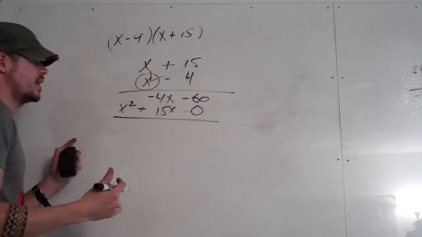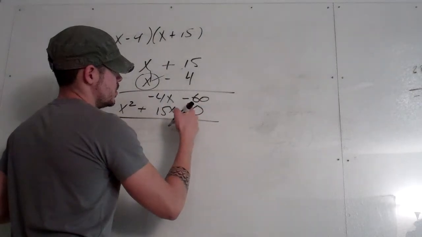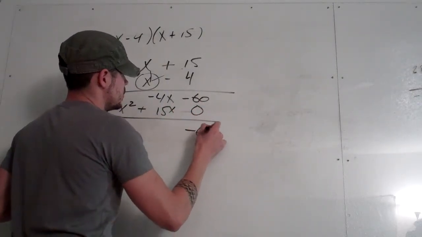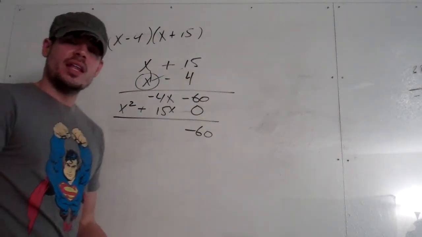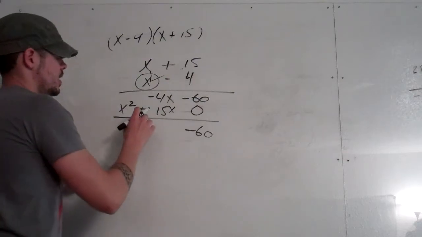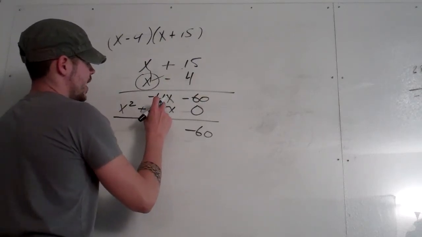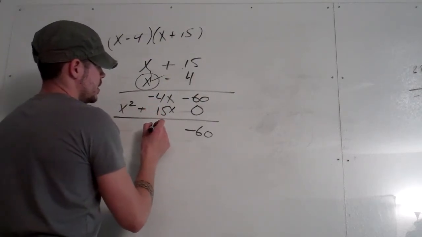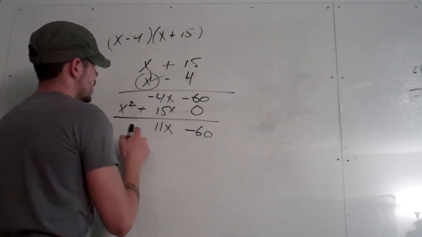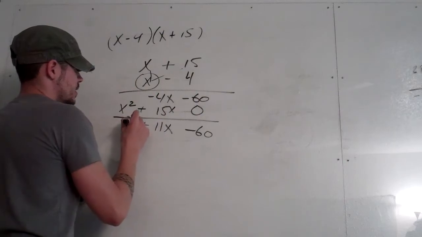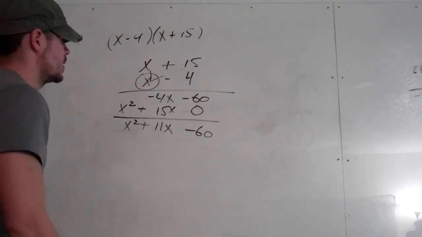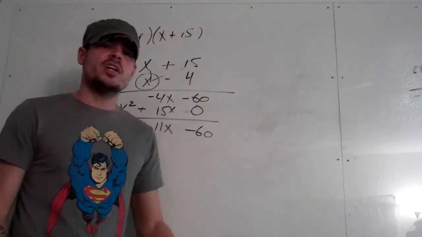And then we add like terms. What's negative 60 plus 0? Well, that's just negative 60, right? And that's exactly what we did in the last case, and what you learned a long time ago in third grade. Negative 4x plus 15x is 11x, and then we add this here. 0 plus x squared is, well, it's x squared. So either way, we get the same result.